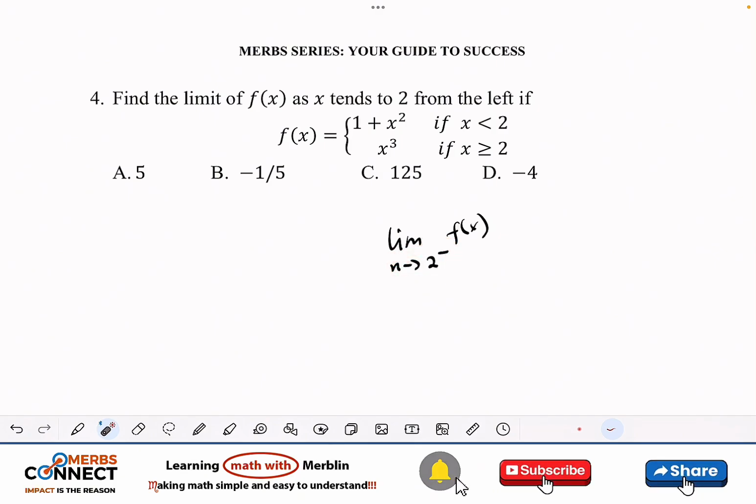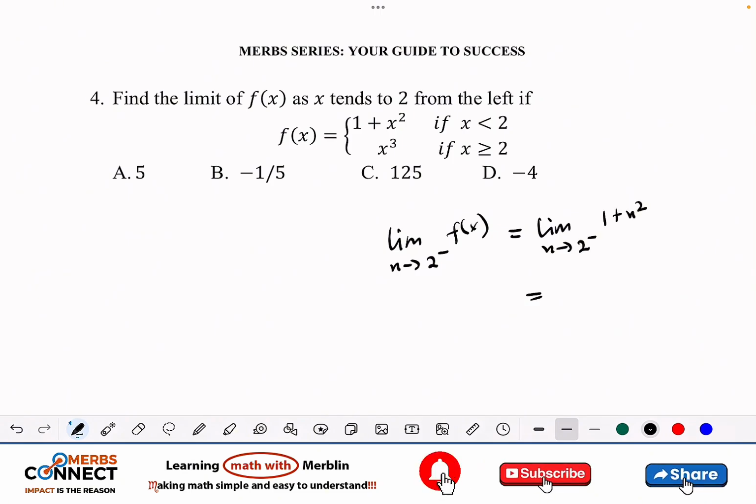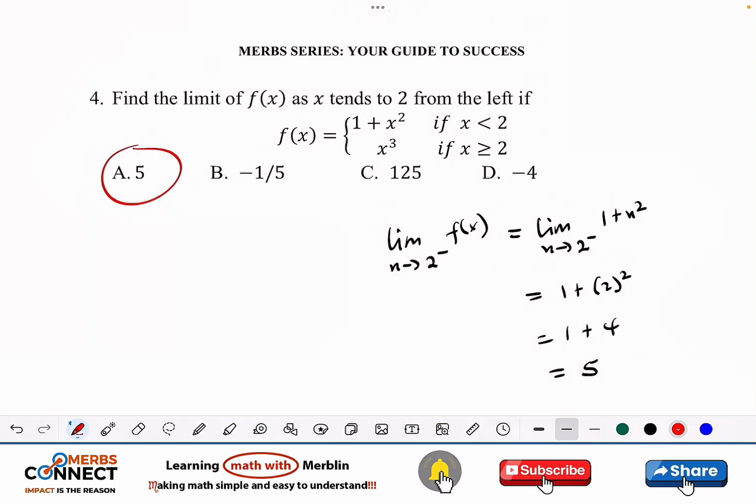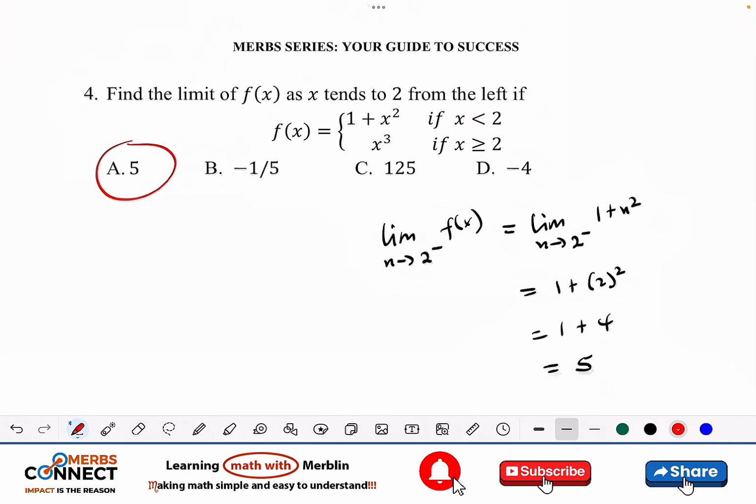So let's go to the function. Which one is less than 2? Is this which is less than 2? So we need to use this function. So it means that this is the same as the limit as x is approaching 2 from the left of 1 plus x squared. And then here we set x to be equal to 2. We don't consider this again. So this is going to be 1 plus 2 squared, which is 1 plus 4. And this is going to give us 5. So we have this one here. It's kind of very nice.